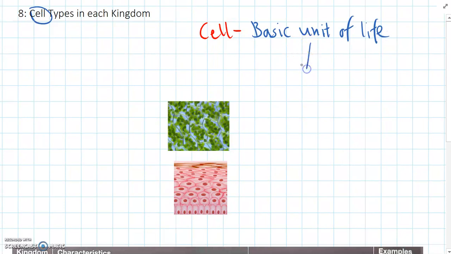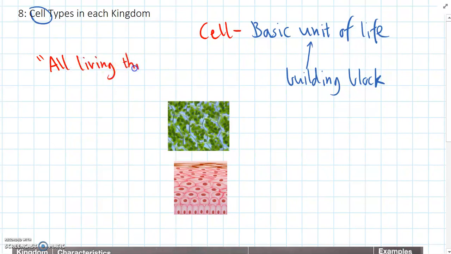Or think of a unit as a building block, like blocks of Lego. So every living thing, its body is made up of one or more cells. All of the cells stack together like blocks to make up the body. So all living things are made of cells, at least one cell.